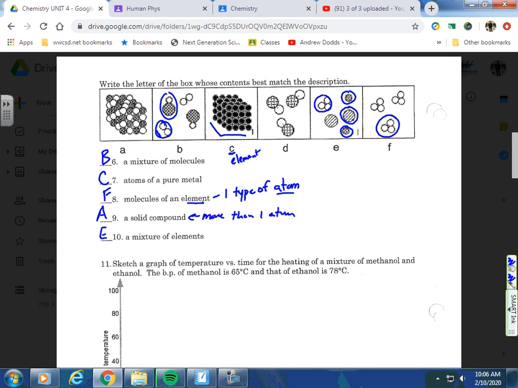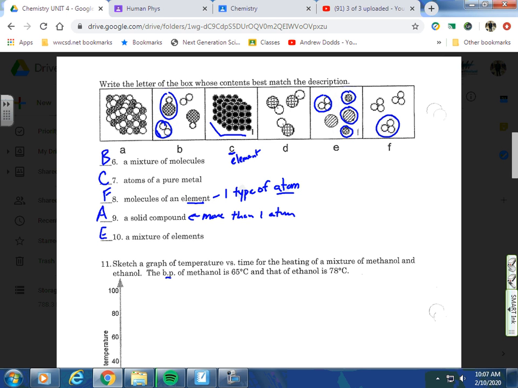Okay, for number 11, if you remember when we did the phase change diagrams, one of the things that we learned is that the temperature does not change during a phase change. So we could look at flat parts and say, hey, there's a phase change. Maybe that's freezing or melting or boiling or condensing or whatever. So here we're just talking about the BP. I probably should have made mention that stands for boiling point. So we've got the boiling point of methanol and the boiling point of ethanol. Methanol is at 65 degrees. Ethanol is at 78 degrees.